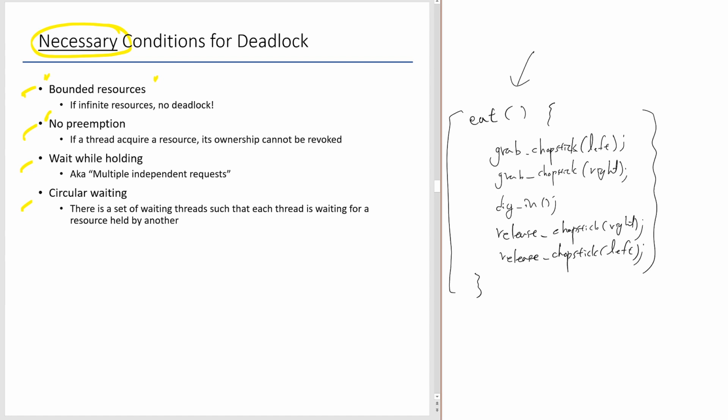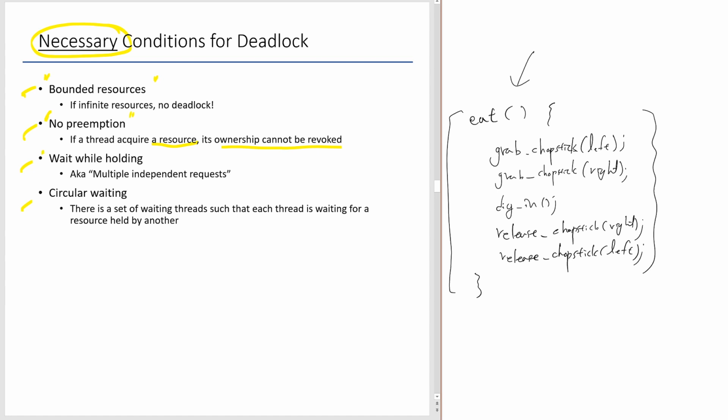The second condition here is known as no preemption. So if a thread acquires a resource, its ownership cannot be revoked. All year I talked about preemptive resources and non-preemptive resources. And the resource here, the chopstick, is a non-preemptive resource. Operating system cannot come in and just take it.